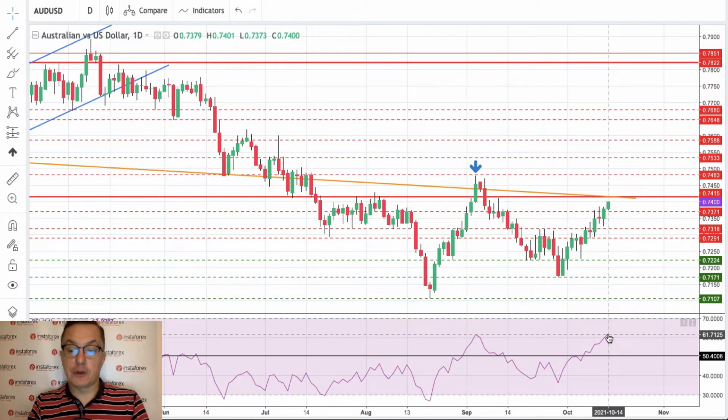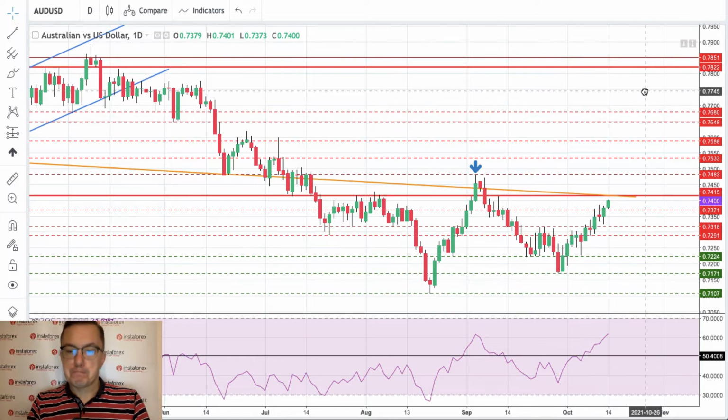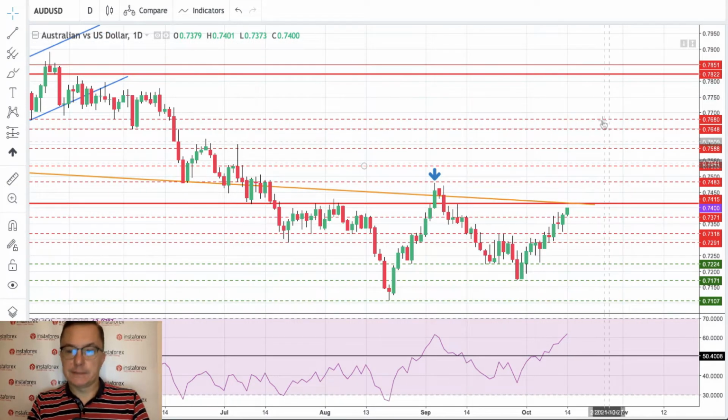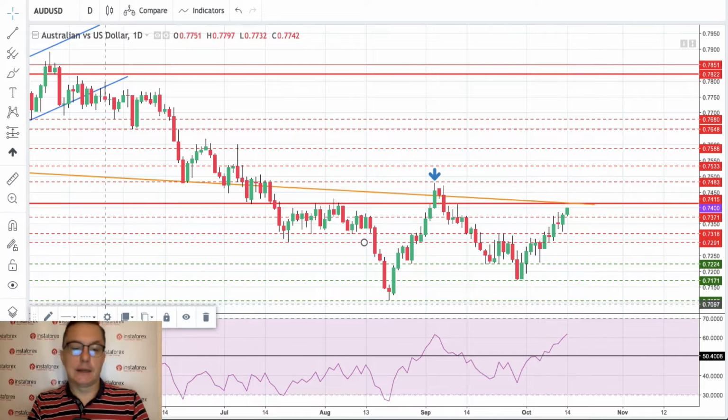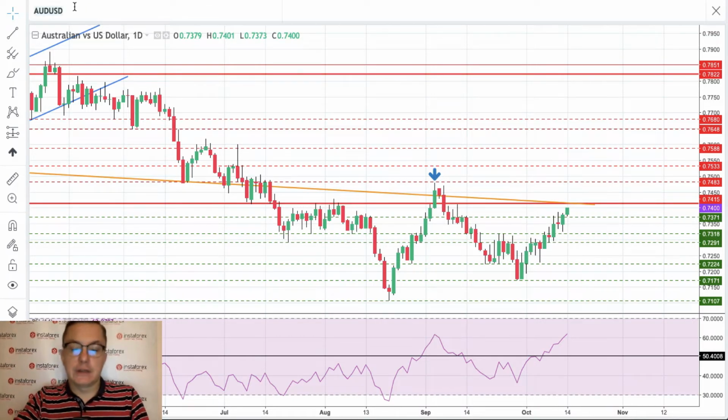The momentum is strong, the momentum is positive, so it looks like the bulls are temporarily in control of the Australian dollar, taking the advantage of the weakening US dollar. So all of these levels will now be, of course, the technical support. Even the 7,366 now is technical support. Very nice move to the upside. Well done for the Australian dollar.